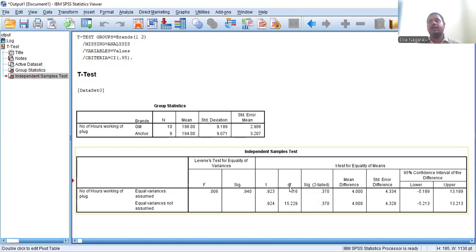Therefore, you don't need to have any concern about either brand, as per the question raised by the client. Thank you.